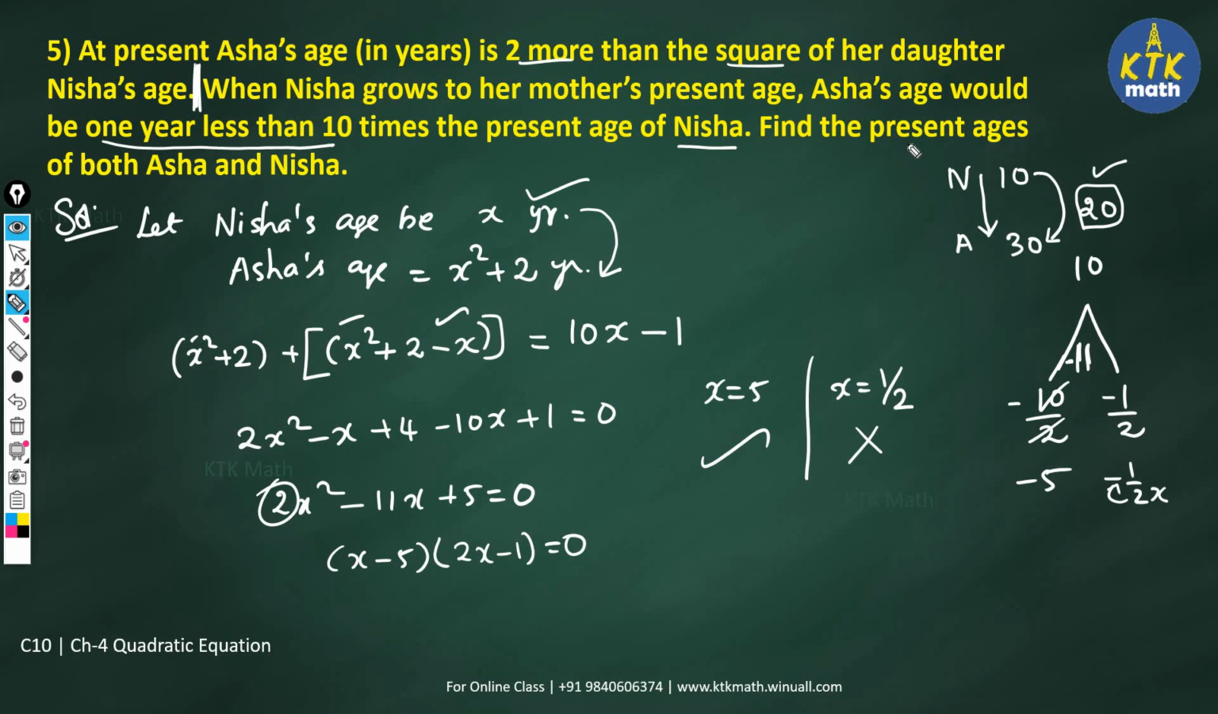Okay, the question is, find the ages of both of them. So Nisha's age is 5 years, and Asha's age, what do I need to do? x square plus 2. So 5 square is 25 plus 2, 27 years. That's all, your answer. I hope this video will be very helpful to you.